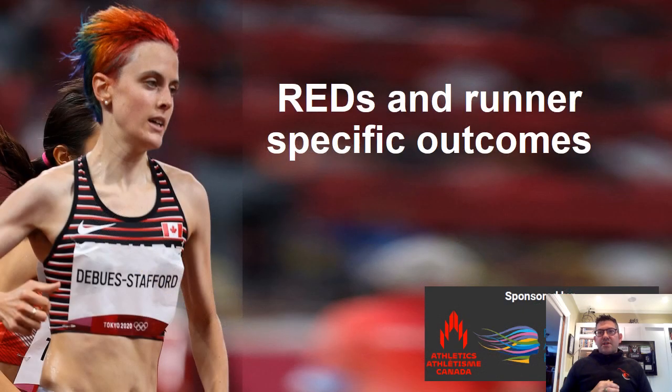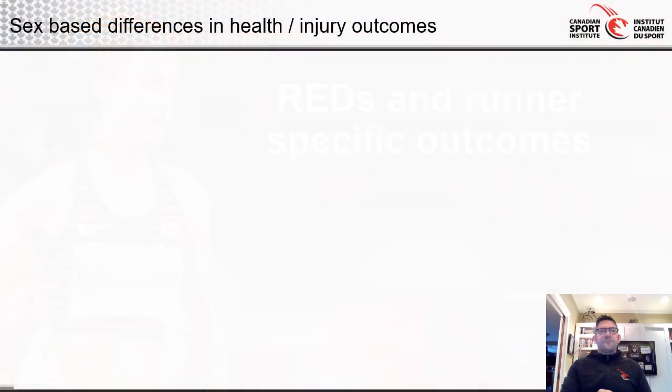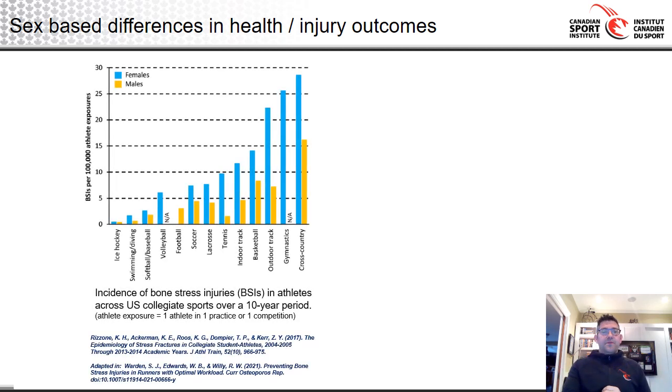All right, we'll now switch gears and talk a little bit about REDS and runner-specific outcomes. First of all, there are various sex-based differences in health and injury outcomes. And I think it's important as athletes and coaches to understand what some of those differences are and what some of the risk factors are that are different between male and female athletes.